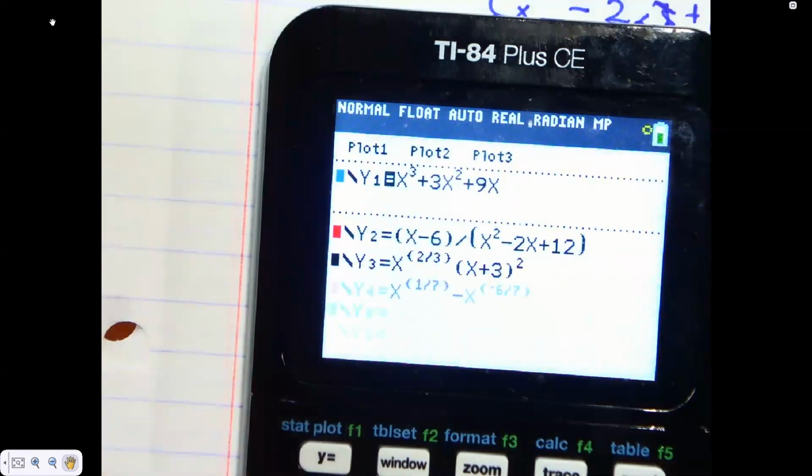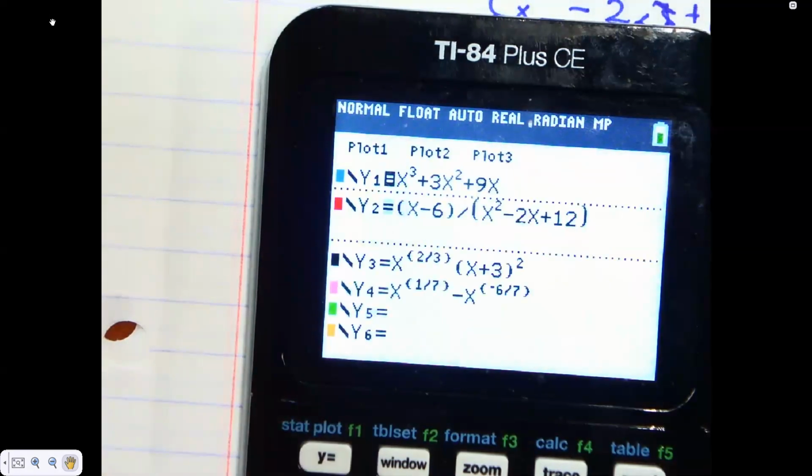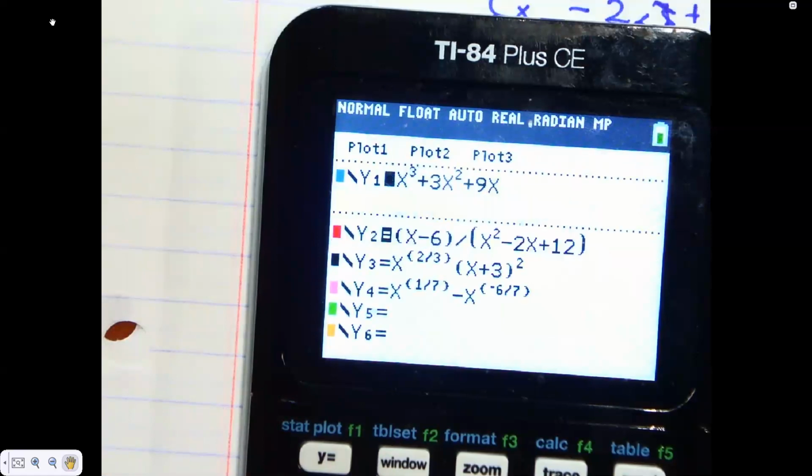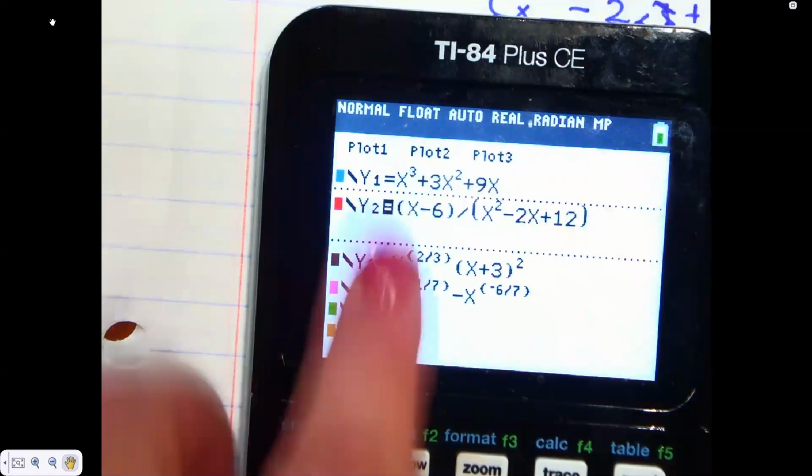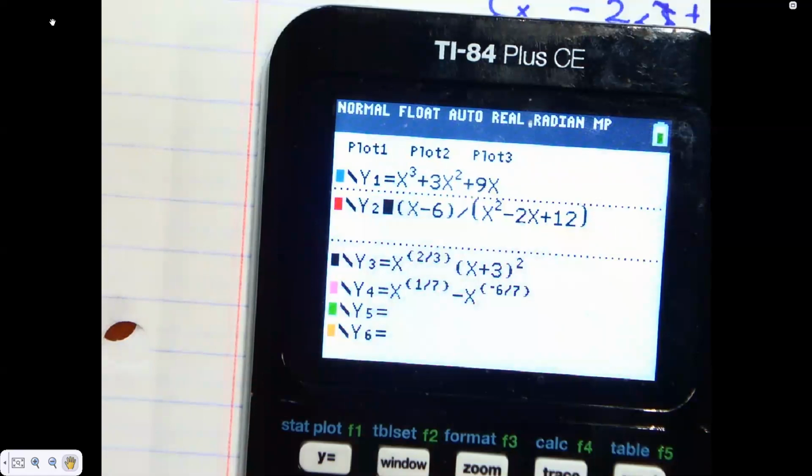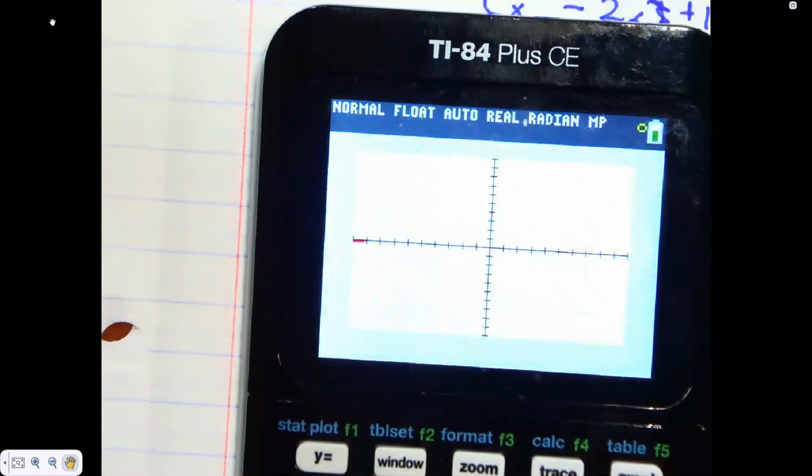Okay, let's go back to y. Let's try this one. This is what we did. I'm just going to do this one, x minus 6. That's the one we just covered. Let's graph it.